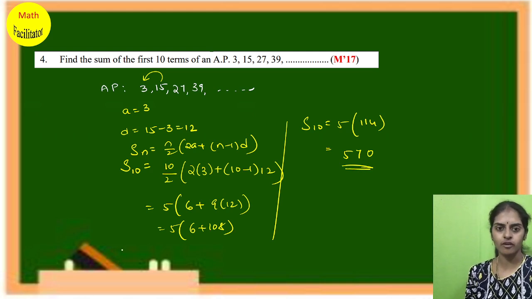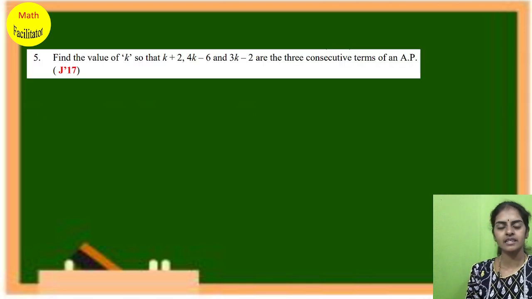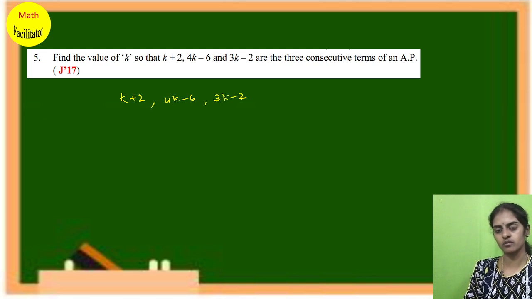Direct substitution in the formula, you should just know the sum of n terms formula. See the next one: find the value of k so that k plus 2, 4k minus 6 and 3k minus 2 are consecutive terms of AP.